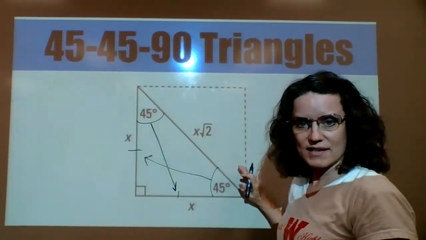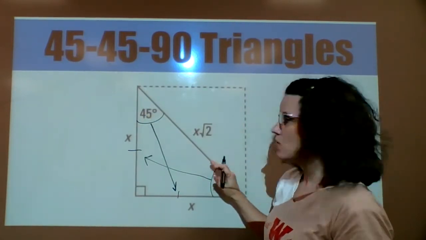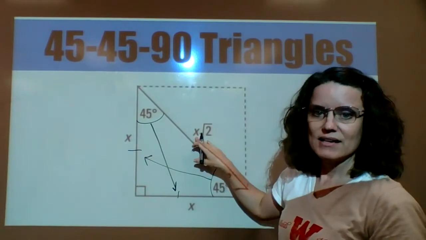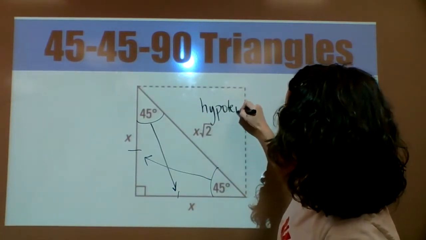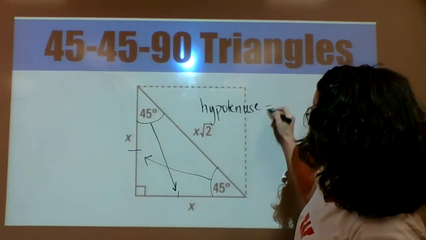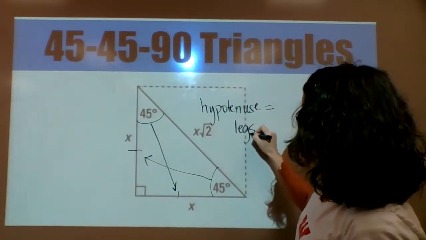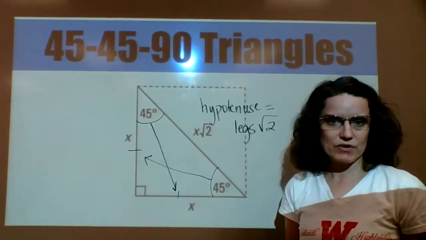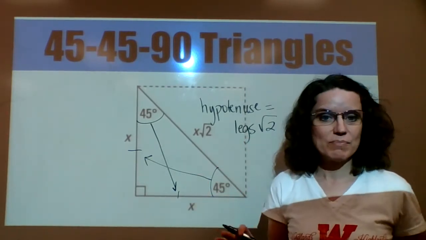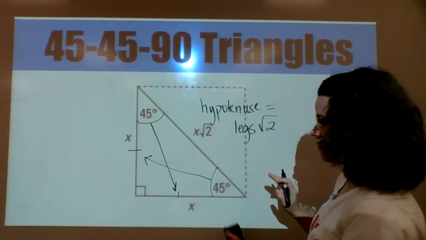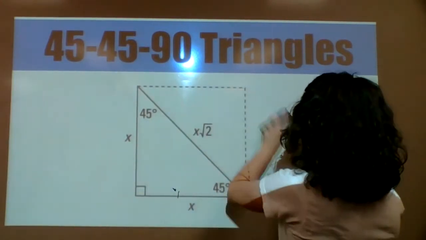This long side is always going to be whatever the short side is times the square root of 2. So your hypotenuse is always going to equal one of your legs times the square root of 2. Every time. You don't have to do any adding, you don't have to do the Pythagorean theorem, you just have to know this ratio. Okay?